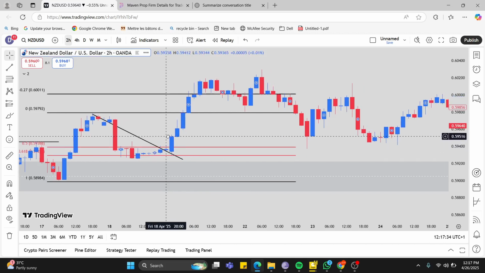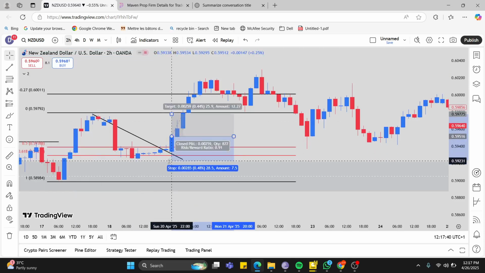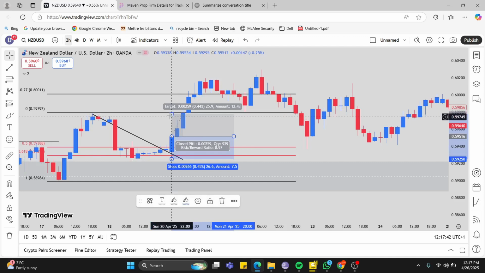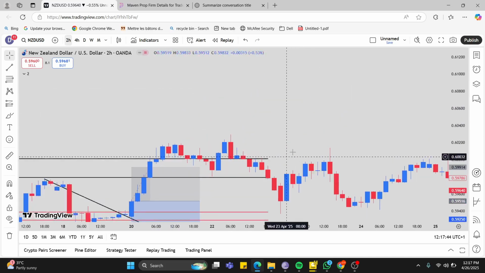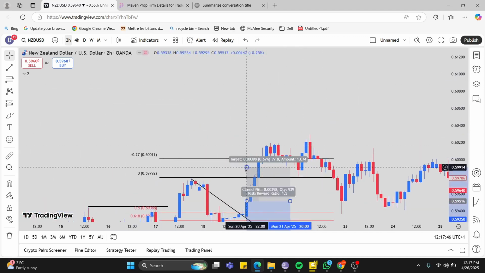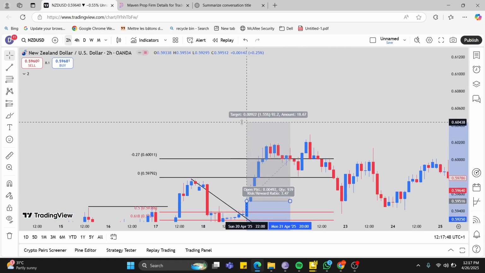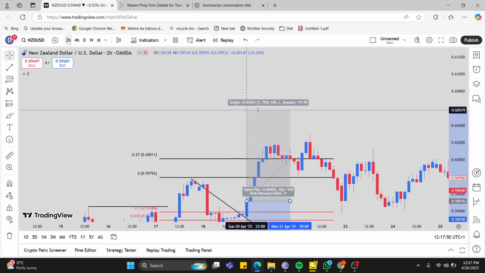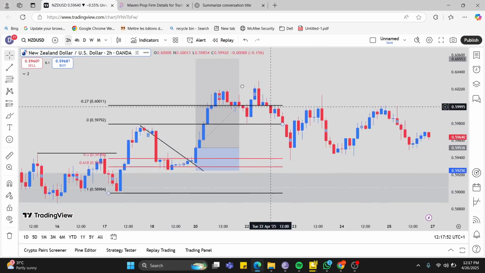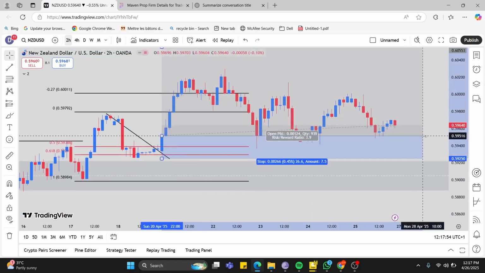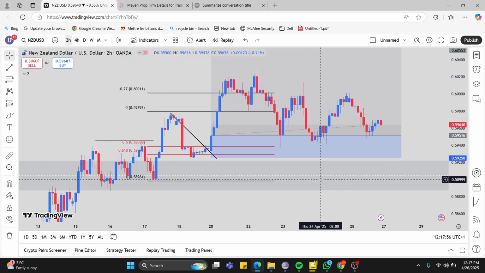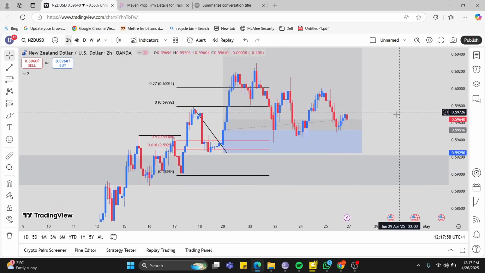And for that breakout, what did I do? I came to, I think it's the 2 hours, and I waited for this bullish engulfing candle because I was a bit scared. I put my stops below here, and I was targeting a level that I drew from previous price action, right up to here. I think 6,500.